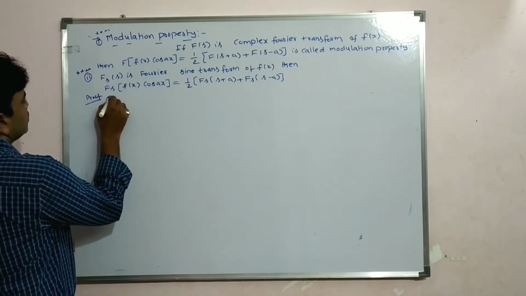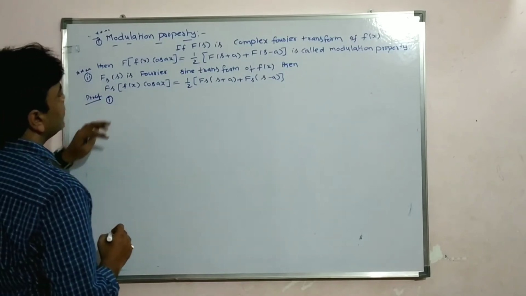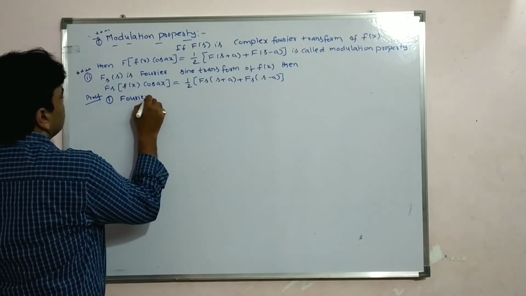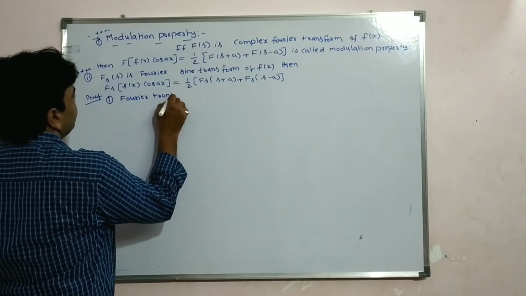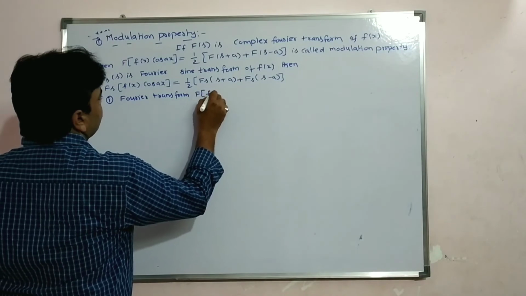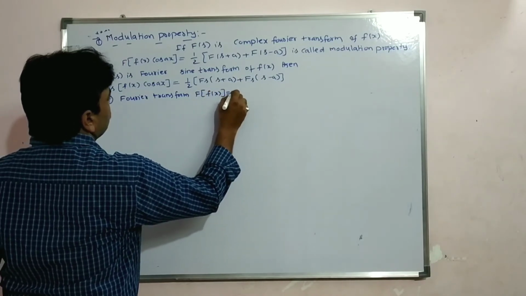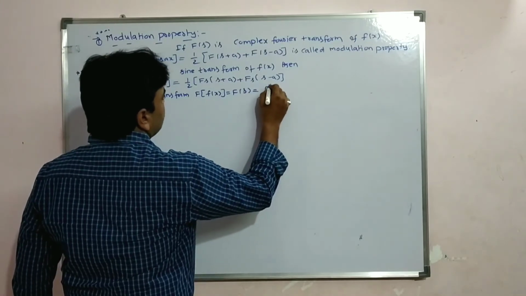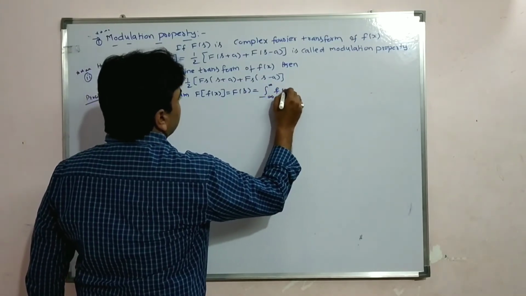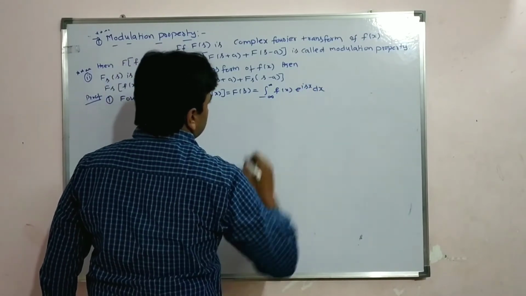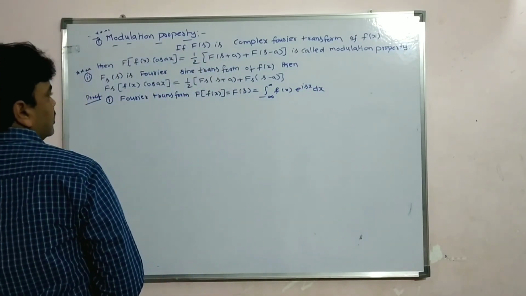First one, students. You take the Fourier transform. What is the Fourier transform? F(s) is equal to the integral from minus infinity to infinity of f(x) e^{isx} dx.